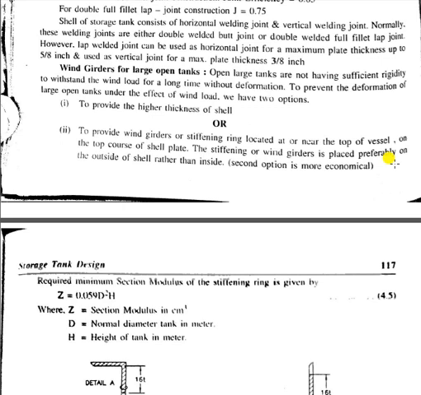To provide higher thickness requires the maximum cost and makes it difficult to design the storage tank. So it is better to provide a stiffening ring or wind girder, placed preferably on the outside of the shell. Using this, the tank can withstand the wind load.